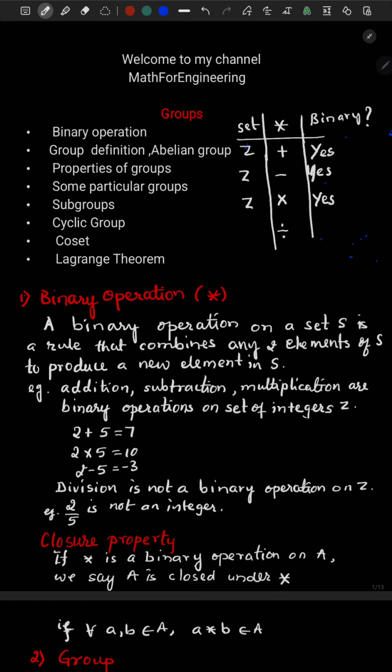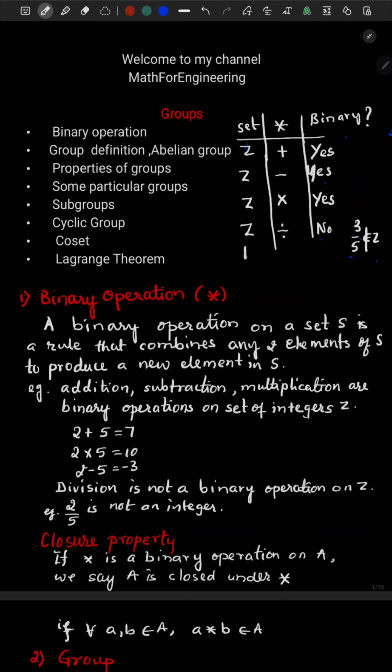If I take division and the set G as again Z, here division is not a binary operation because if you take two integers, say 3 and 5, and divide them, 3 by 5 is not an integer, it is a fraction, so that does not belong to Z. So division is not a binary operation on Z.